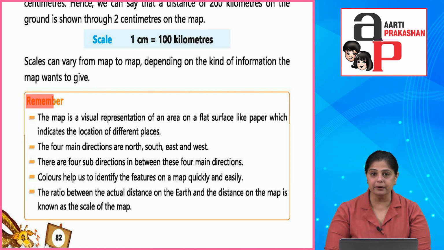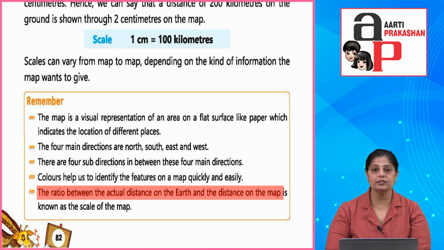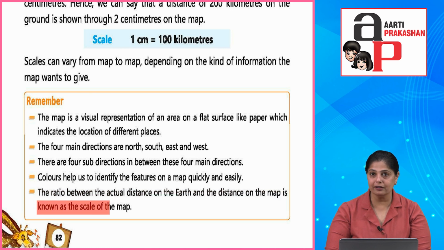Now, remember, the map is a visual representation of an area on a flat surface like paper, which indicates the location of different places. The main directions are north, south, east and west. There are 4 sub-directions in between these 4 main directions. Colors help us to identify the features on a map quickly and easily. The ratio between the actual distance on the earth and the distance on the map is known as the scale of the map.